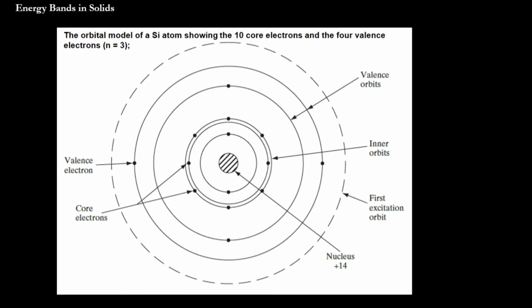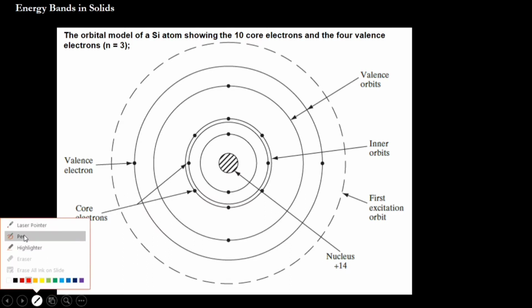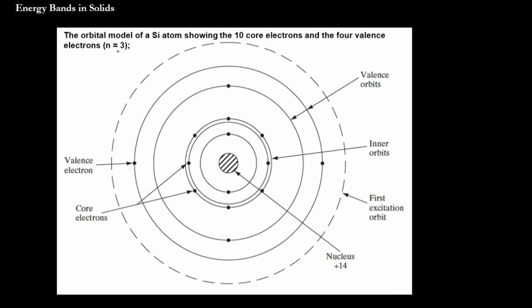Energy bands in solid. So look at this diagram. The orbital model of a silicon atom showing 10 core electrons and 4 valence electrons. So we know the atomic number of silicon is 14.